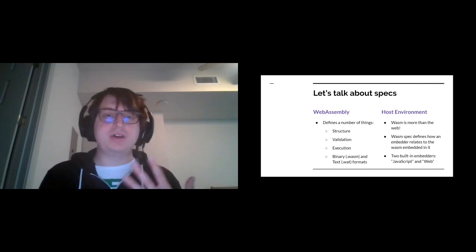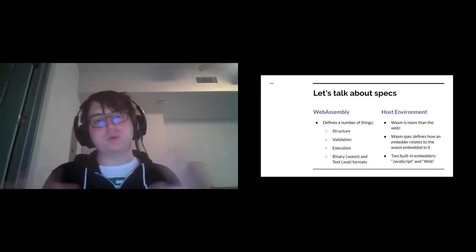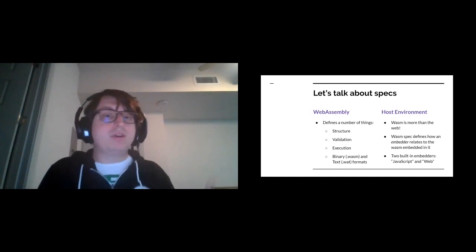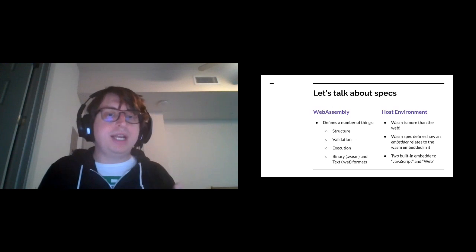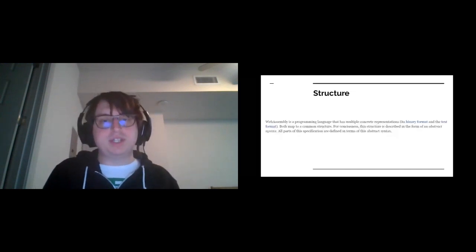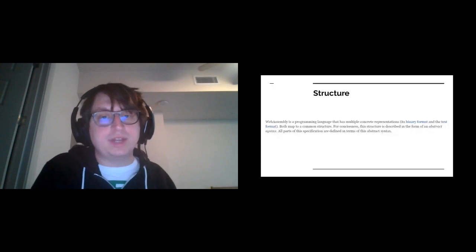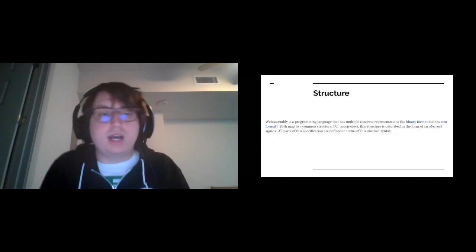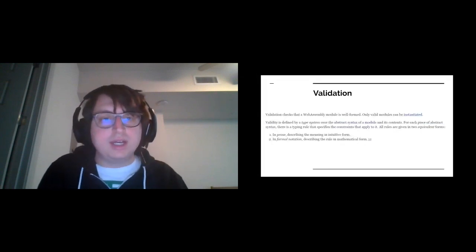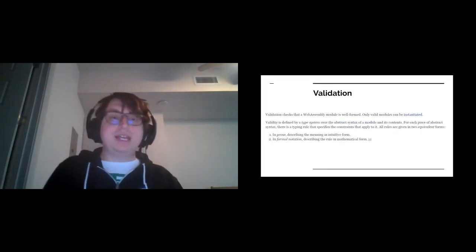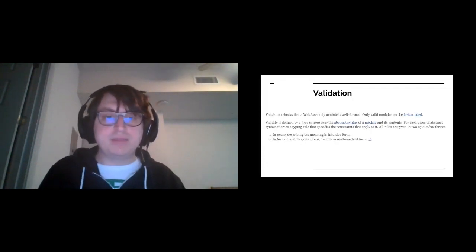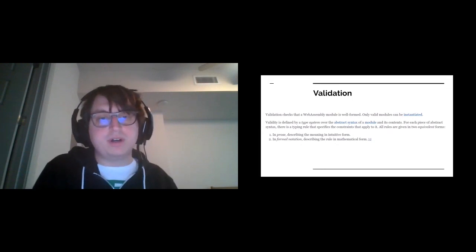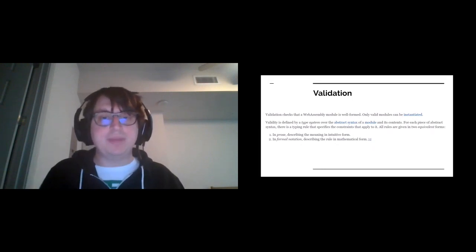So I gave a small overview of these already, but I'm going to talk about each of these four sections just briefly. First, the structure. WebAssembly is its own programming language in a sense, but it has different concrete representations, like I said, the binary and text format. And so they have a common structure. That's what this part of the specification talks about, this abstract structure. I mentioned before that validation is important because you can check that certain things make sense. There's a type system involved, and it specifies all of the things that happen inside.